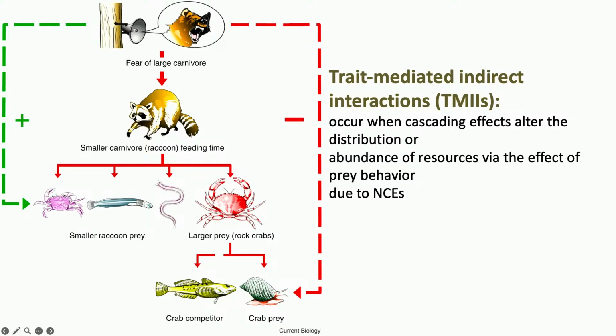increased in abundance. One of those, red rock crabs, because the raccoons were gone from the intertidal zone, the red rock crabs could move further up into the intertidal zone because their predator wasn't there to eat them, and that allowed them to outcompete these tide pool fish for a shared prey, in this case a carnivorous whelk that they both liked. So these non-consumptive effects can also have cascading effects on the entire community.